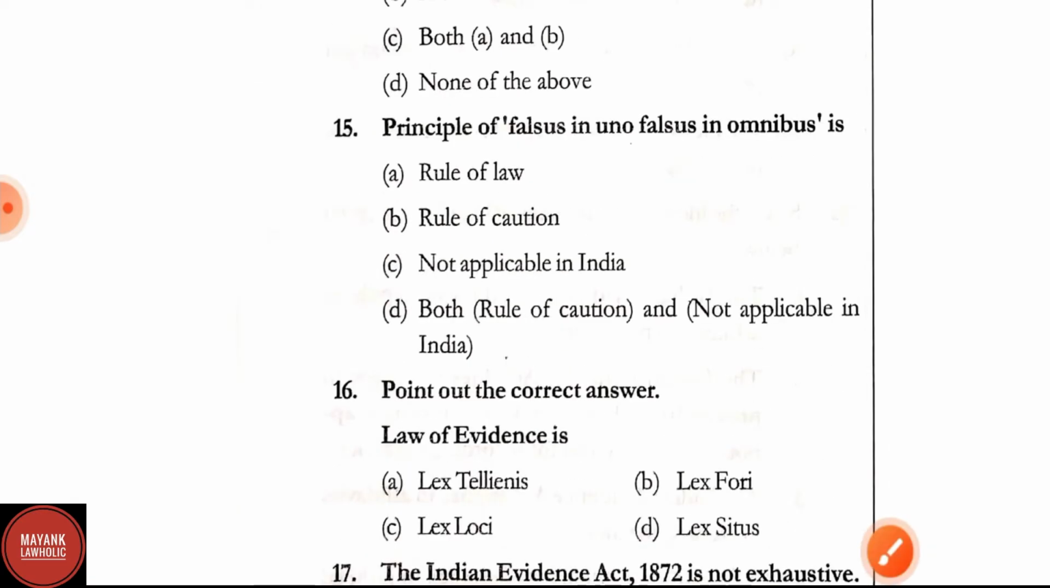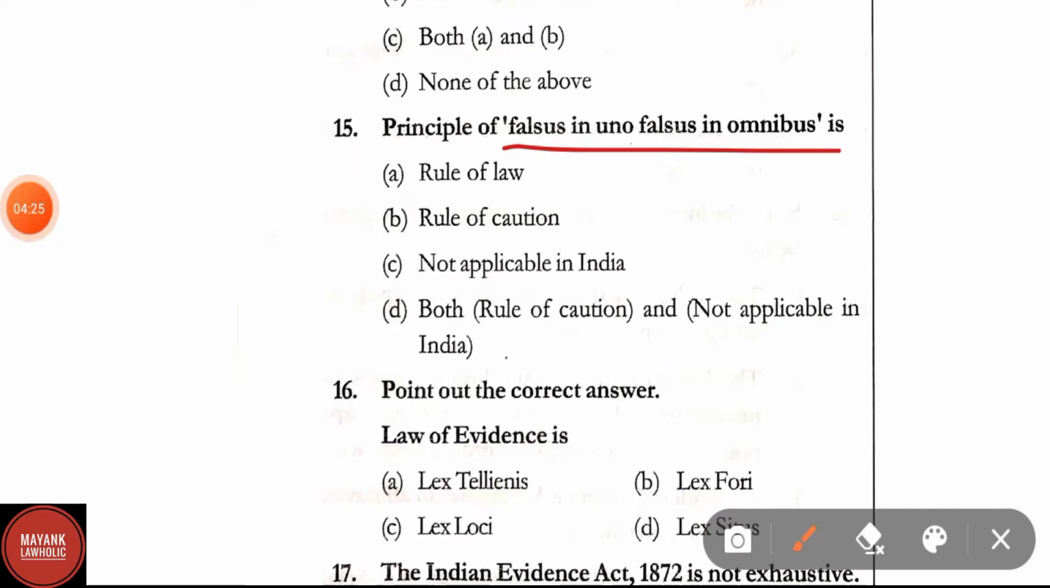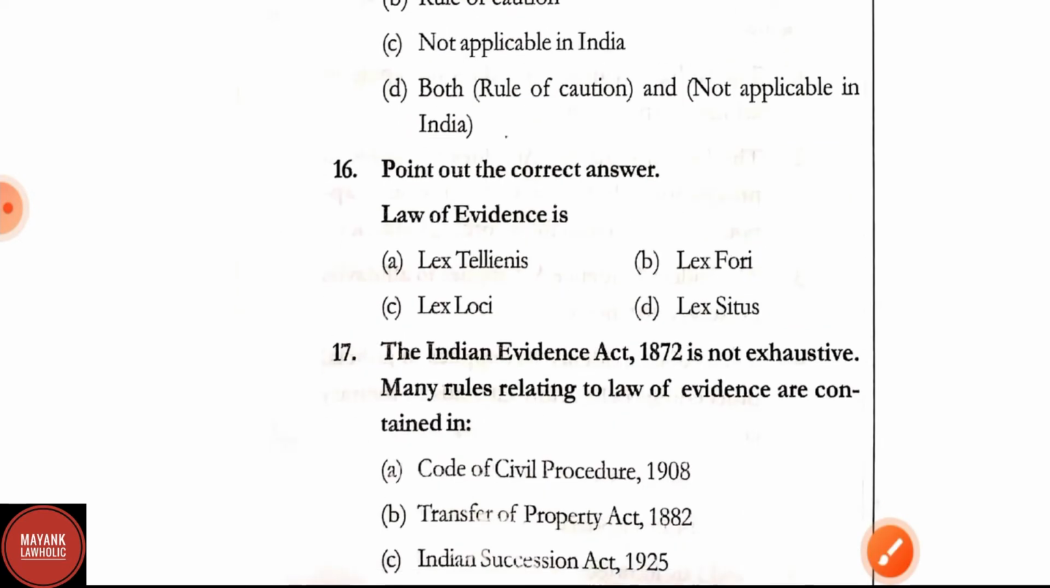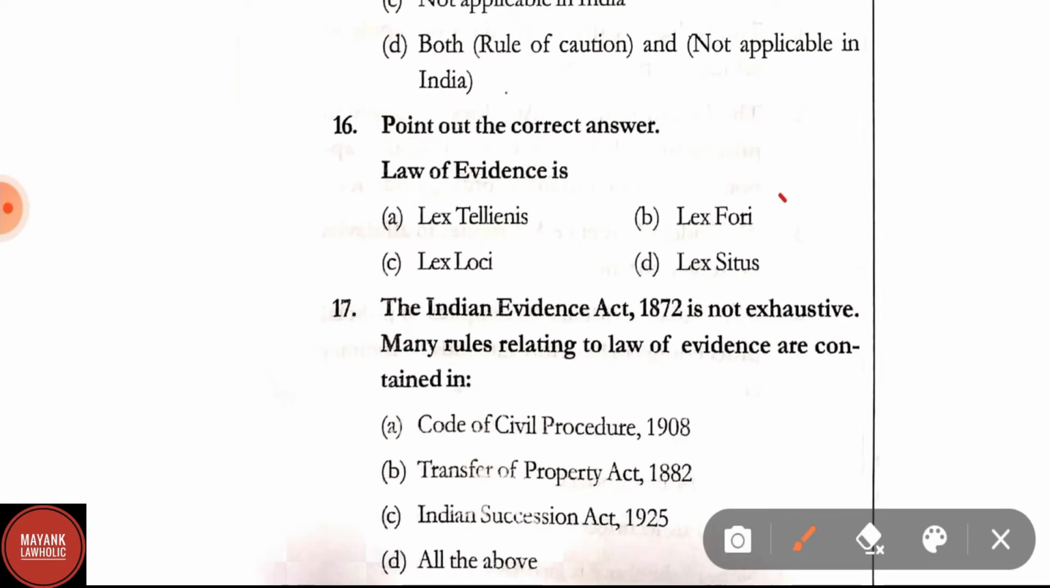Question number 15. Principle of falsus in uno, falsus in omnibus is option A, rule of law, option B, rule of caution, option C, not applicable in India, option D, both rule of caution and not applicable to India. Here correct answer is option D, both rule of caution and not applicable in India. Question number 16. Point out the correct answer. Law of evidence is lex talionis, lex fori, lex loci, lex situs. Here correct answer is option B, lex fori. Lex fori means law of forum.